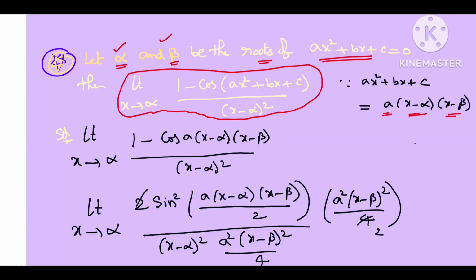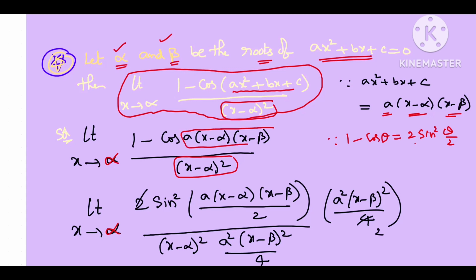The limit extends to alpha, 1 minus cos. Here the ax square plus bx plus c relation we should write as a into x minus alpha into x minus beta, by what is the denominator here? x minus alpha whole square. The limit extends to alpha. So we have 1 minus cos theta. So the 1 minus cos theta formula is 2 sin square theta by 2. So according to this formula, what we get here, theta value a into x minus alpha into x minus beta. So 2 sin square theta by 2. This is theta by 2. Okay, so the denominator, what is the denominator here? x minus alpha whole square.